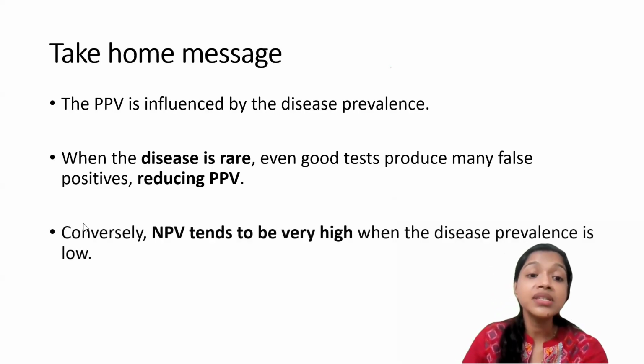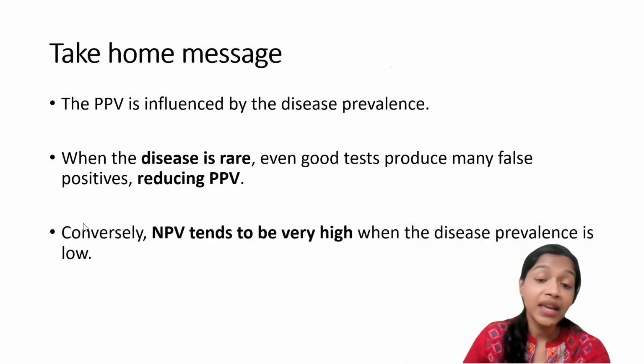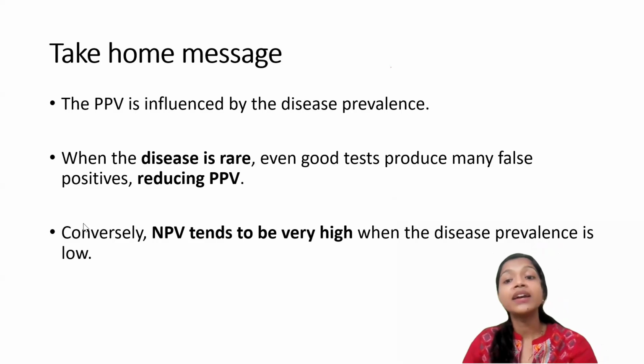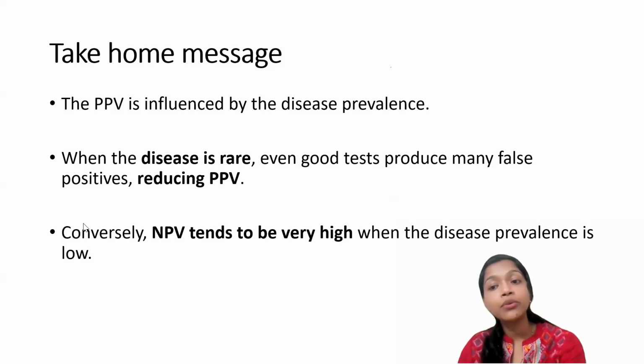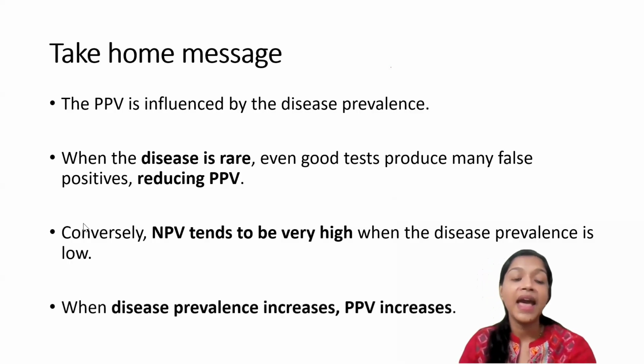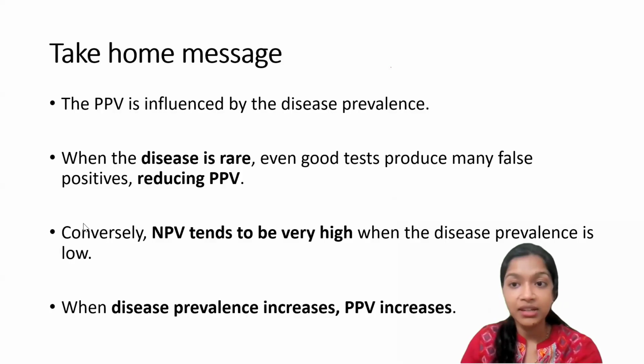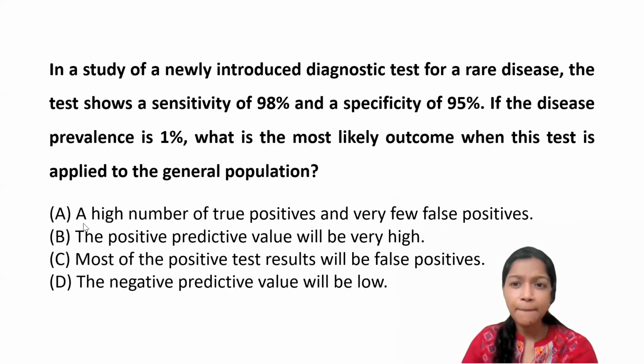The third message is NPV tends to be very high when the disease prevalence is low. What does this mean? That from a negative test result you can reliably rule out a disease in such settings, right? And finally, when the disease prevalence increases, positive predictive value increases.